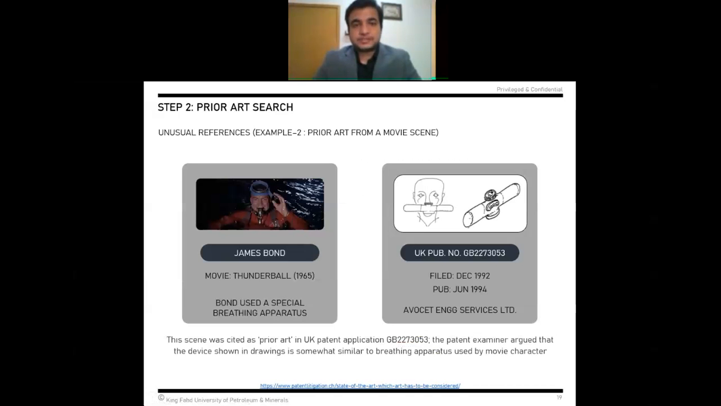Yeah, this is an example for a UK patent. On the right side, you will see the UK publication number GB2273053. This patent application, which was filed in 1992 and published in 1994, was rejected by the patent examiner based on a scene from a movie. The drawing from the patent application on the right looks similar to the device used in the image by this actor. So this patent application was rejected based on a scene from a movie. So another unusual reference used by the patent examiner.